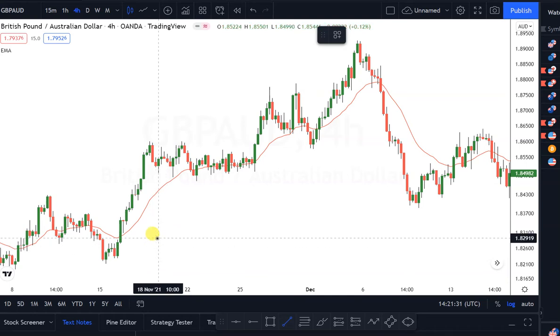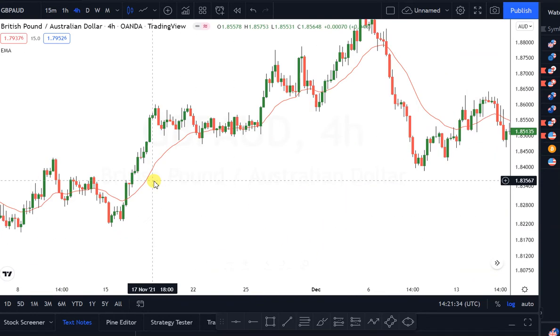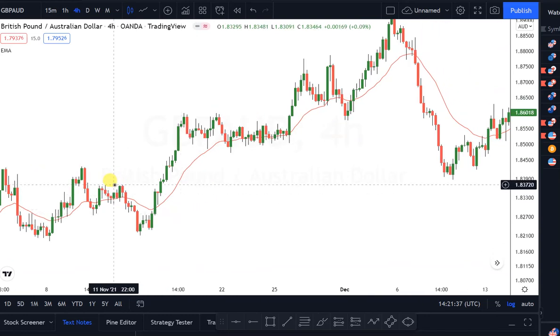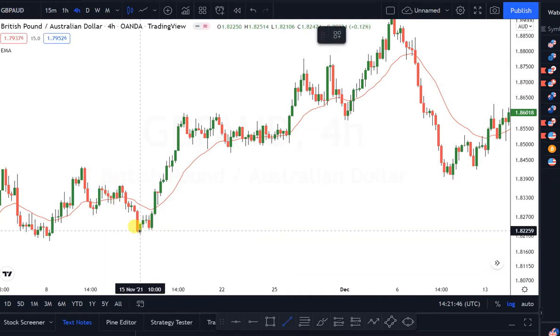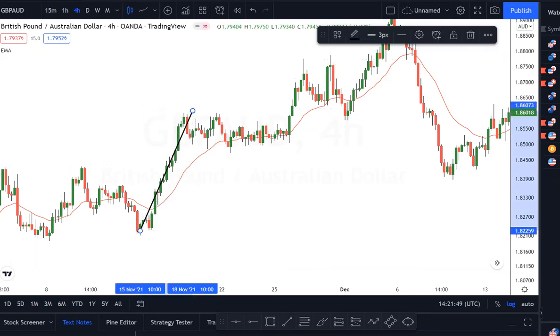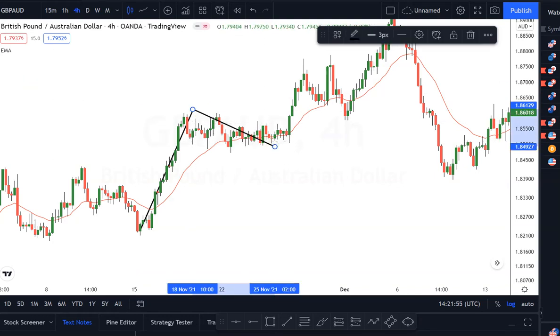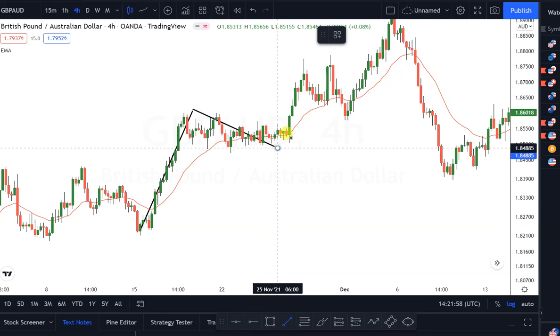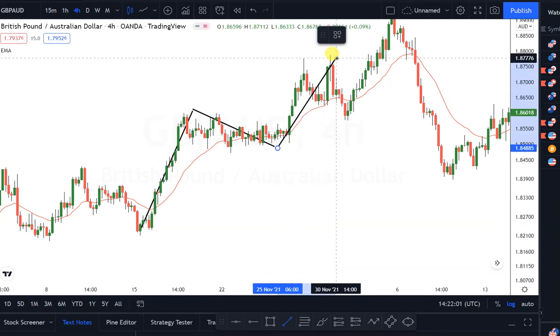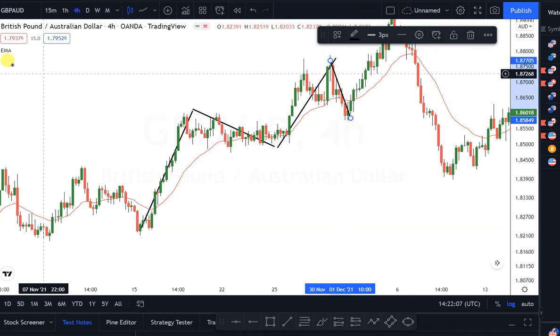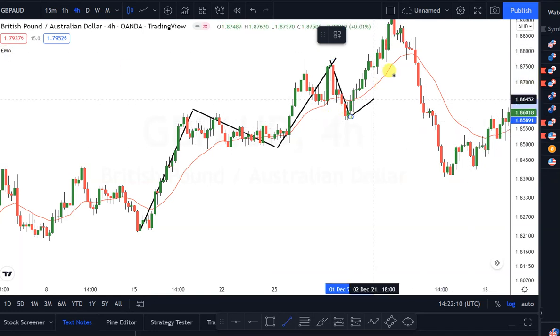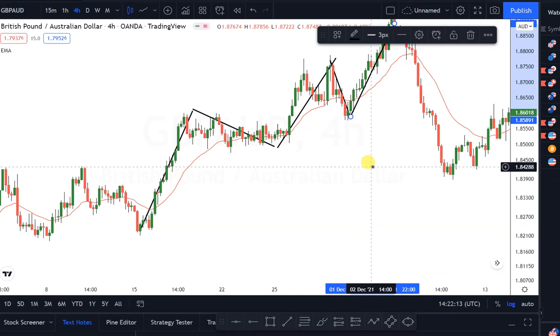Let's just look for a bullish market. So we can see that this is a bullish market, right? Now let's connect the line together. This market went up, right? And this market is actually coming down, right? And this market went up, right? And this market came down. This market now is heading towards north, right?